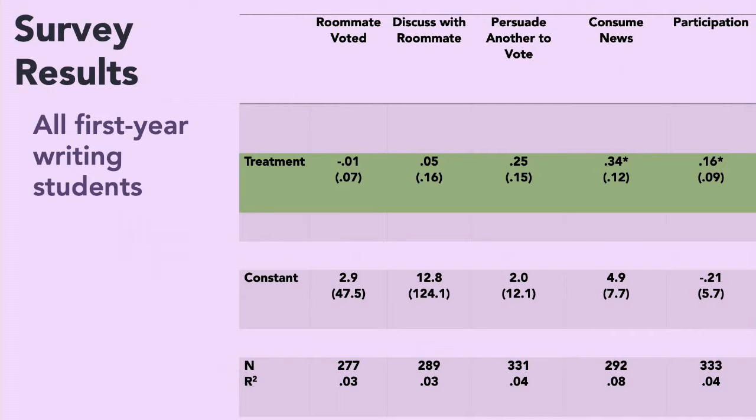So in that survey, we asked people whether or not your roommate voted, whether or not you discussed politics with your roommate, whether or not you persuaded somebody else to vote in the election, whether or not you consume news, and whether or not you participate in a number of other ways. Okay? Long story short, there's a lot more to think about here, but the positive and large effects seem to be for consuming news. If I was treated with that info or social pledge treatment, I'm more likely to consume news leading up to the election, and also participate in a number of other ways.